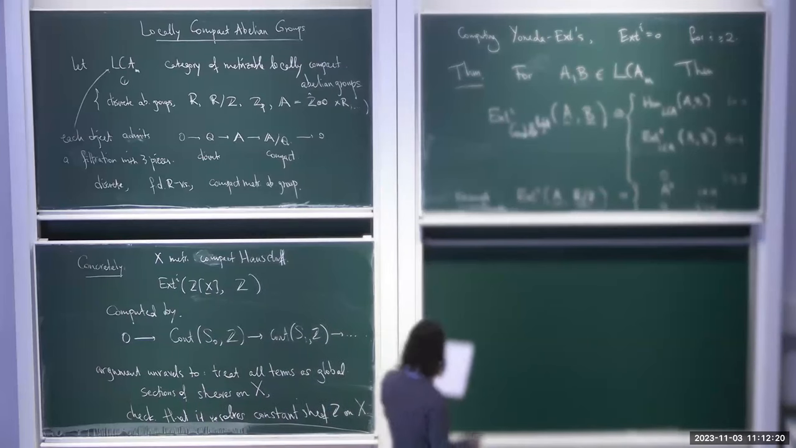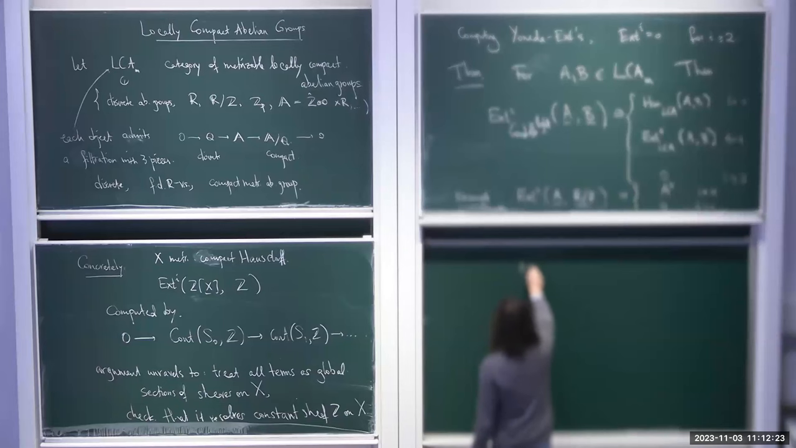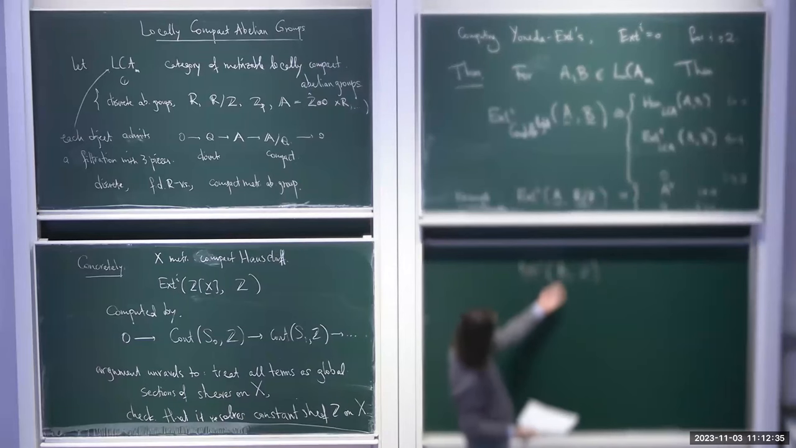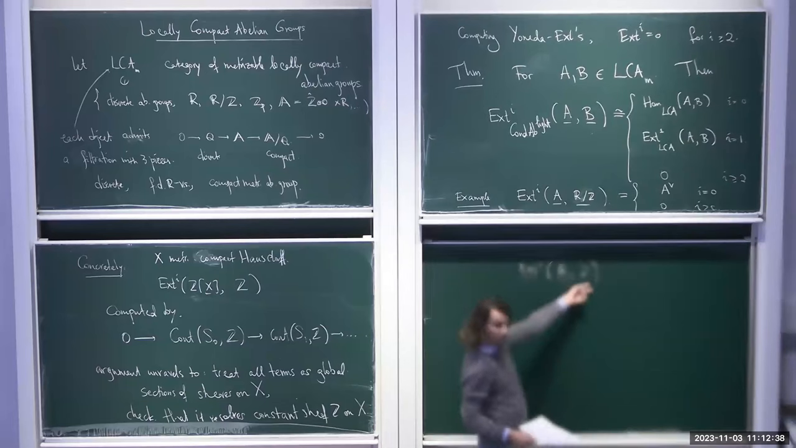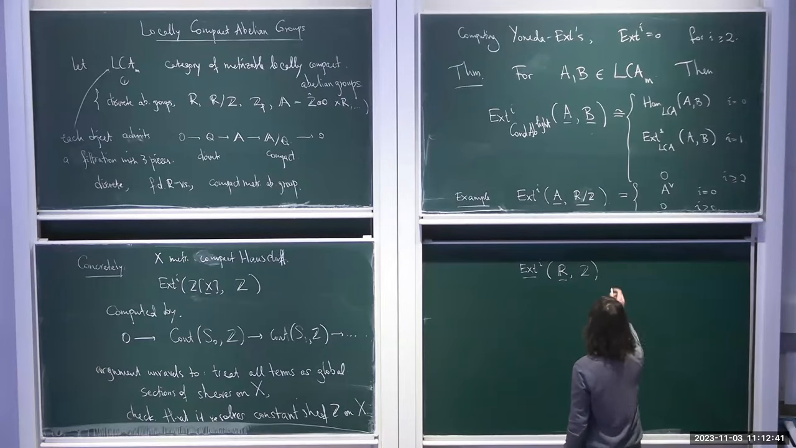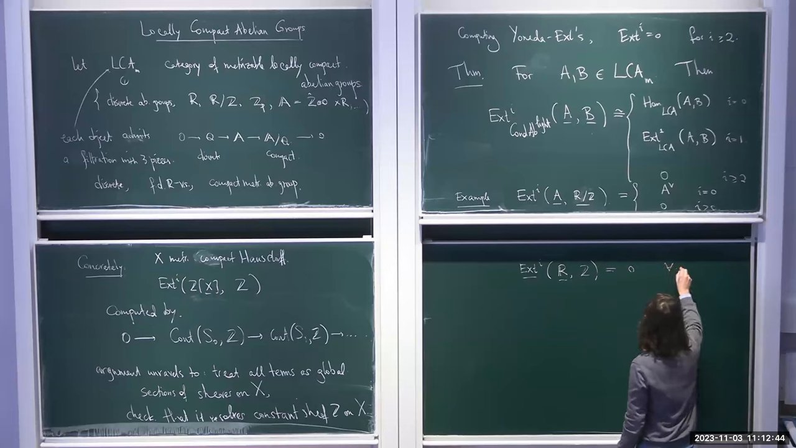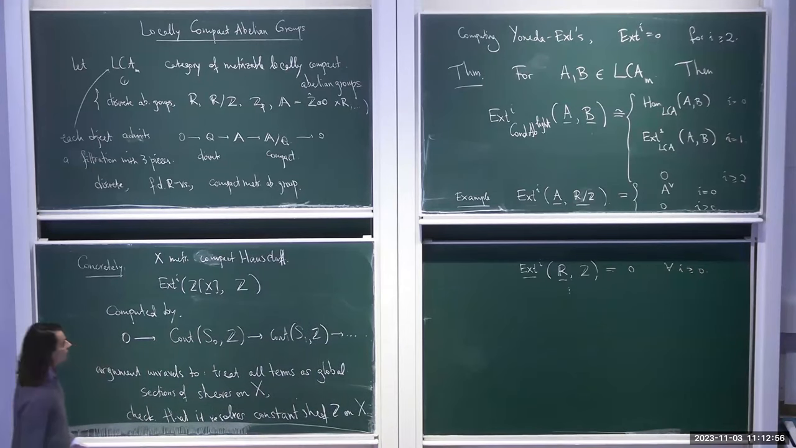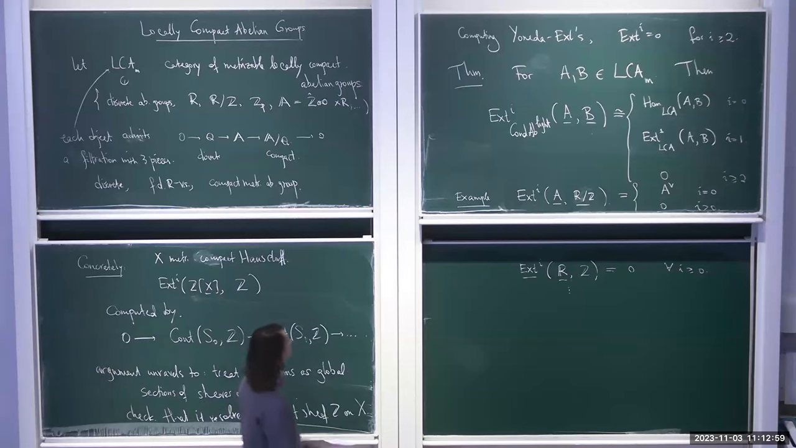Or another example one could do. You could also try to compute some Ext groups of the real numbers against the integers, where some of the intuition is that the real numbers are something connected, so it can never map to the integers, which are a discrete thing. And so you would expect all the Ext groups to be zero, and this is indeed the case. Lots of things you can write down. And I think actually these are more or less the key examples.